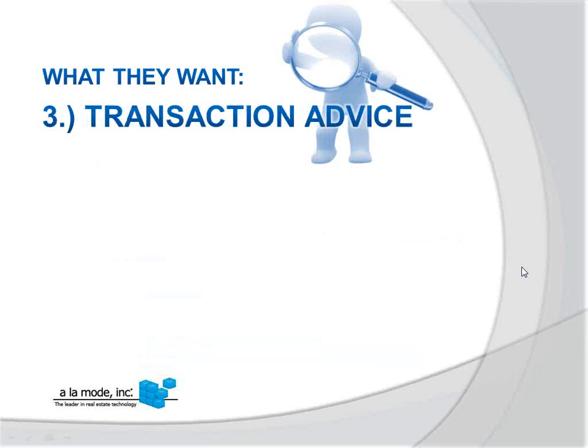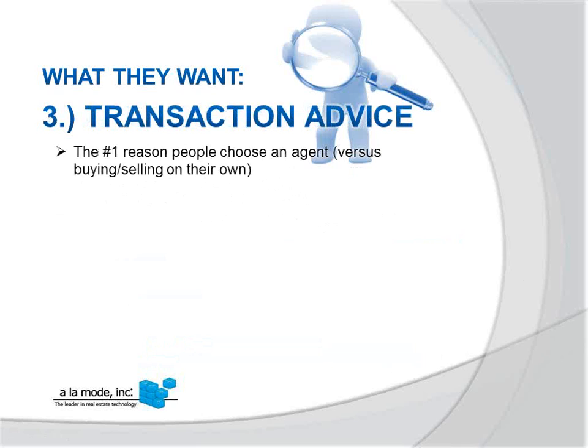Now, the third thing that people want is transaction advice. They want you to be a real estate expert. This is the #1 reason people will choose an agent versus buying and selling on their own. It's that market ignorance. They can't do it themselves, so eventually they want to contact somebody. If you're giving them some advice on buying or selling or renting or whatever their transaction angle might be, they're going to be more likely to go ahead and contact you for more advice and related advice.